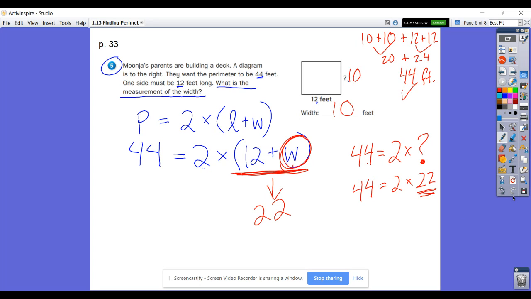So make sure as you're reading the word problems today, you really pay attention to what the question's asking you and have fun using perimeter.